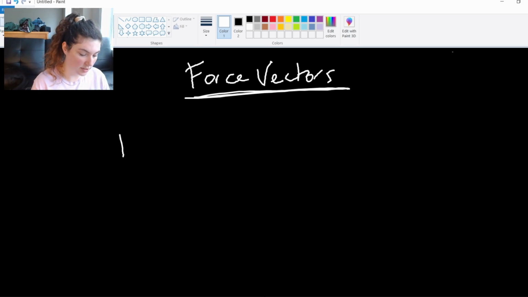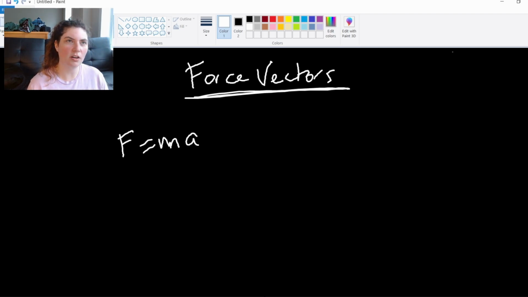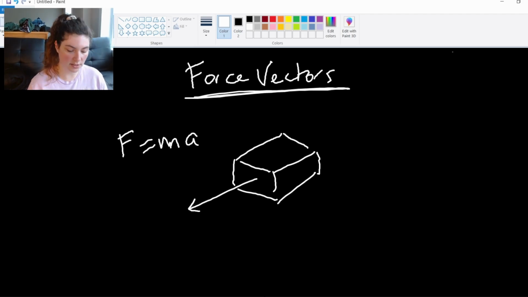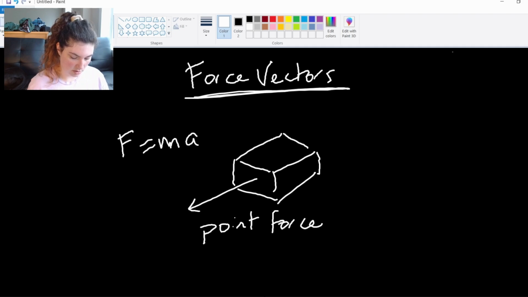We know from Newton's second law, F equals ma. So there are several different ways forces can be applied. It can be as simple as, I have an object that I'm pulling on. So this would be a point force, a concentrated force where I have attached a rope to a box and I'm pulling on it. This is a point force, that is concentrated in one spot.